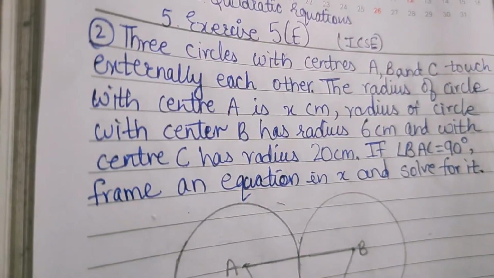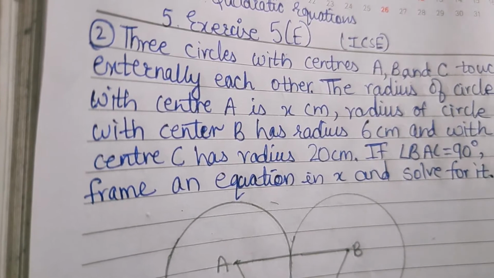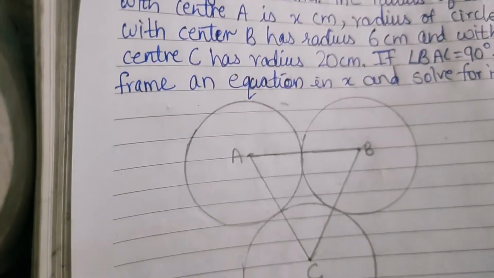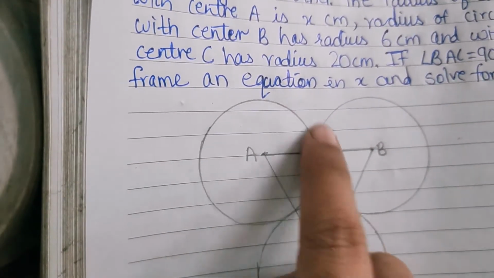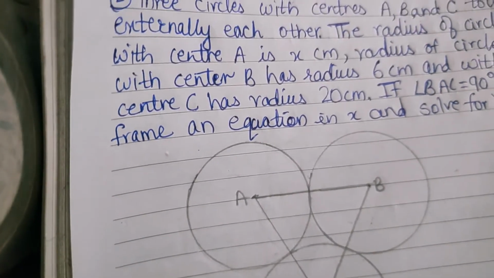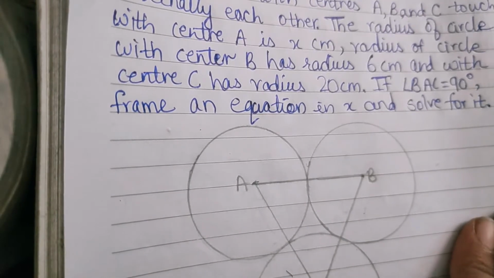And now we'll be solving the second sum from exercise 5e. The sum says three circles with centers A, B, C. There are three circles which touch externally each other at the points A, B, C. The radius of the circle with center A is x centimeter.